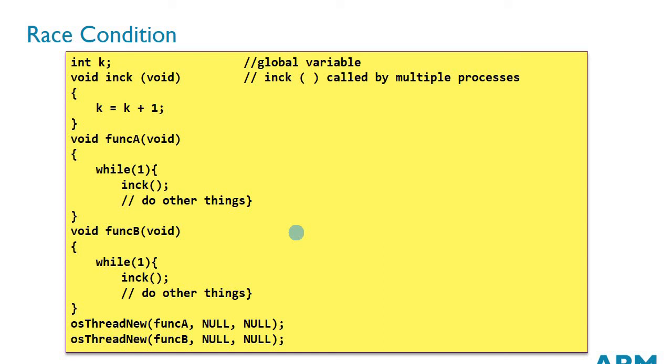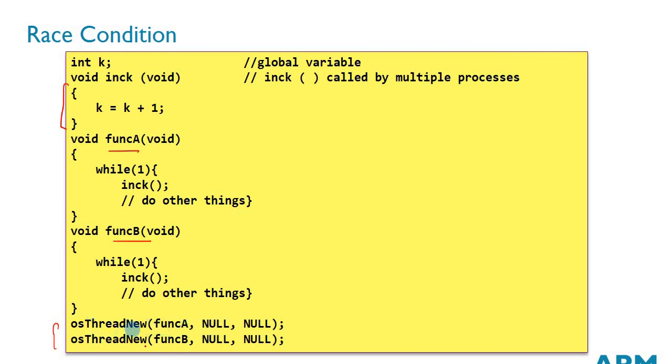So let's look at this example of how a race condition can occur. In this code, we have a function called increment k, and the objective of this function is to increment a variable called k by 1. And we have two threads, function A and function B, which are both created here. Of course, not the whole code is given here, but in basically OS thread new, these two are actually in the main. Due to space constraint, I didn't want to squeeze too many things here.